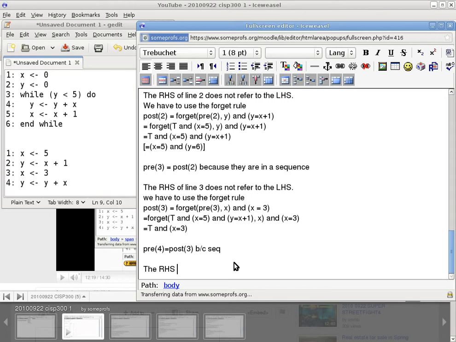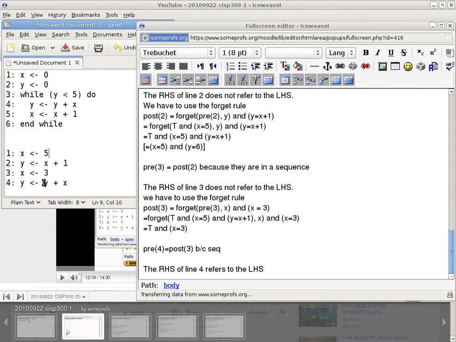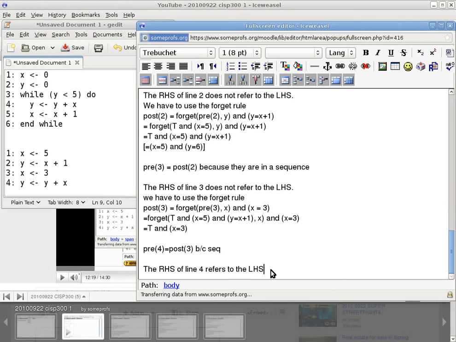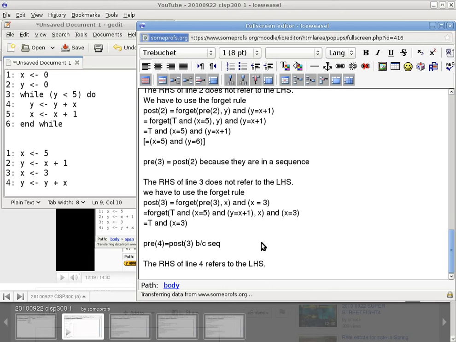The right-hand side of line 4 refers to the left-hand side. If you look at line 4, y gets y plus 1. So that's why I can say that the right-hand side, y plus x, refers to the left-hand side, which is just y itself. So I can't really use the same argument and use the forget operation. In this case, we have to try to find the inverse function.